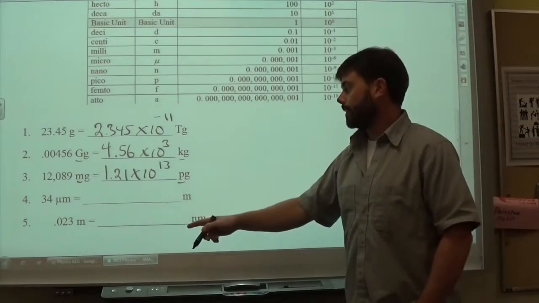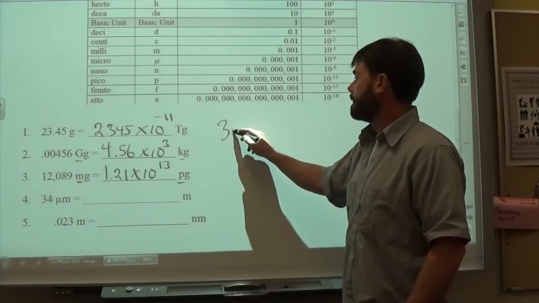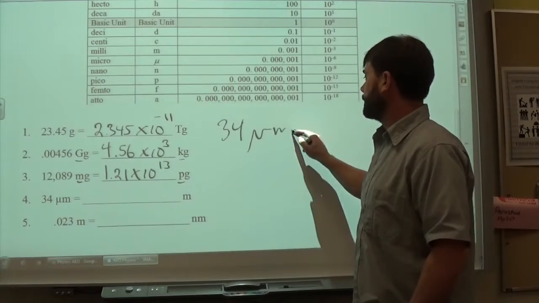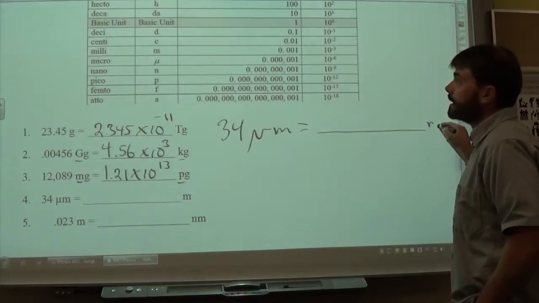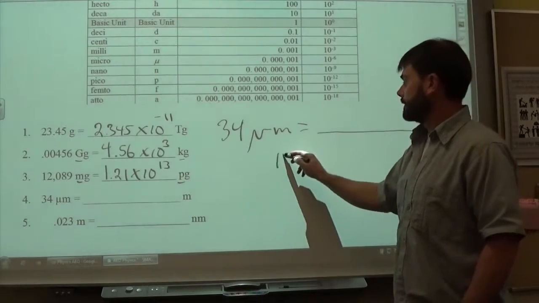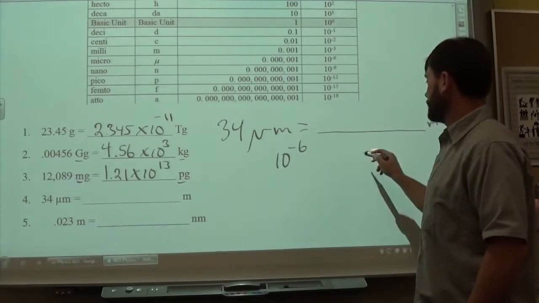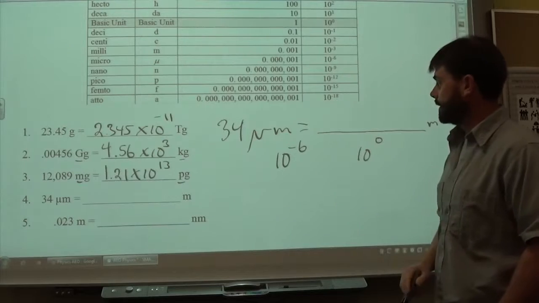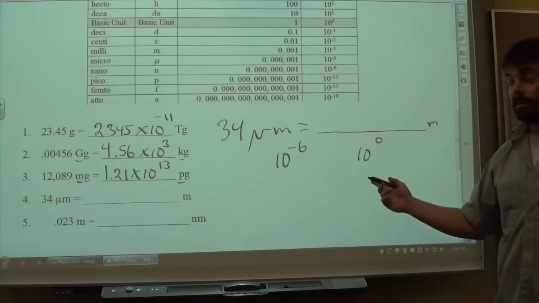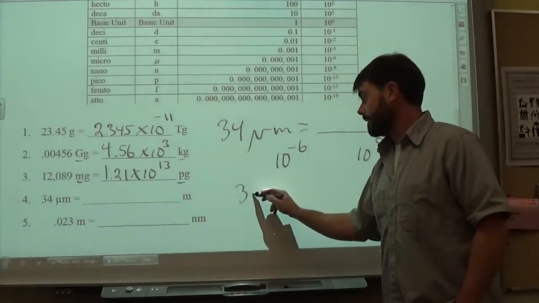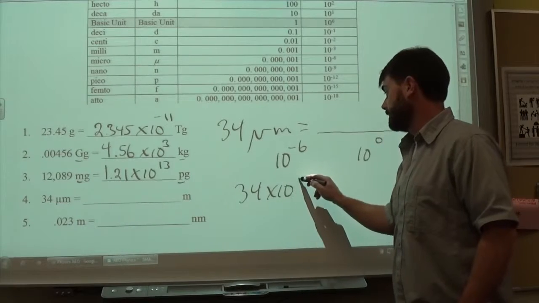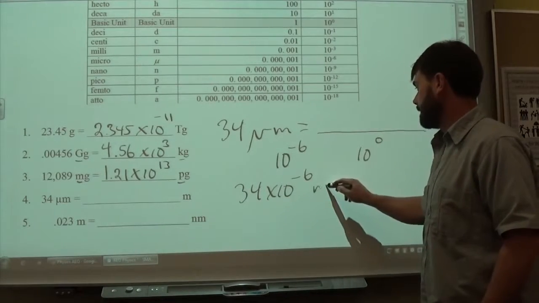For number 4, we're going from micrometers. So here's 34 micrometers, and we're going to meters. So if we take a look, micro is 10 to the negative 6, meters is 10 to the 0, because it's a base unit. So obviously we don't have a whole lot to do with this one. You're going to have 34 times 10 to the negative 6 meters.